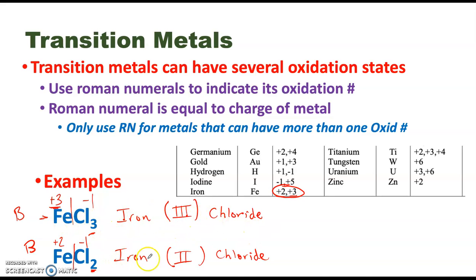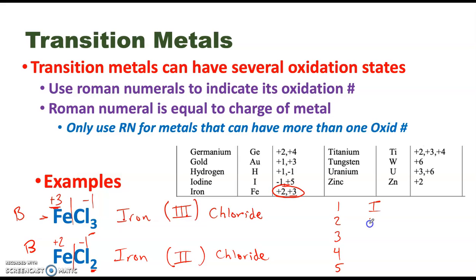Or if I said, go get some iron 2 chloride, you go get FeCl2. So now we have enough information to distinguish these two compounds only using their name. And if you're not sure what the Roman numerals are, you might want to write these down.